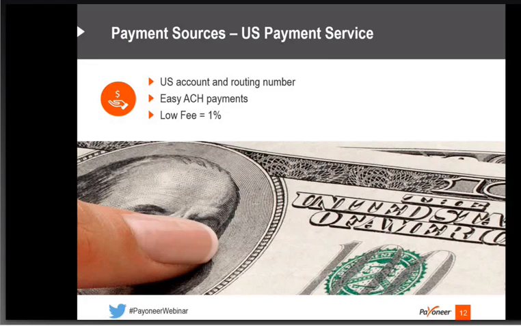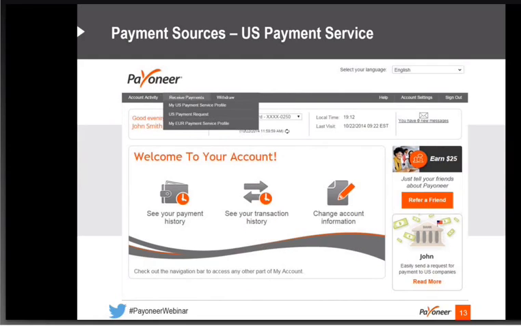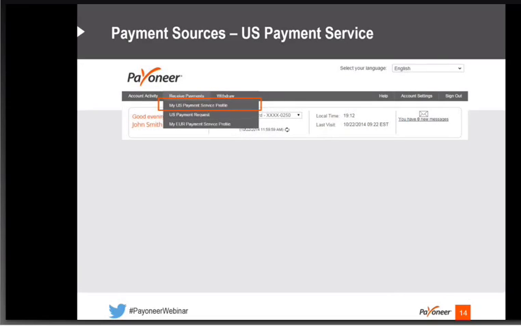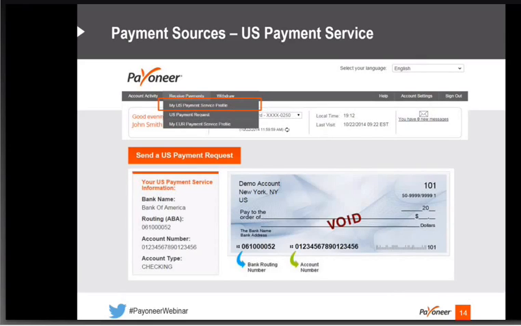The way to access your U.S. payment service, you need to log into My Account, and you will see this under Receive Payments. You can access your profile, and here you will see your bank information, your routing number, account type. Please note that the check that you see is just an example for you to see the number as it would appear on a check.